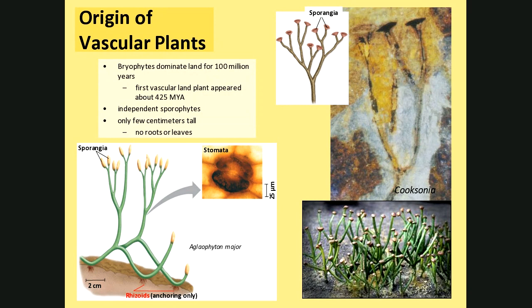Now, they didn't have stomata, so they could take in carbon dioxide, but they were still kind of limited in how big they could get. They were only a few centimeters tall. They did have rhizoids, and let me make it very clear now, there can be confusion.